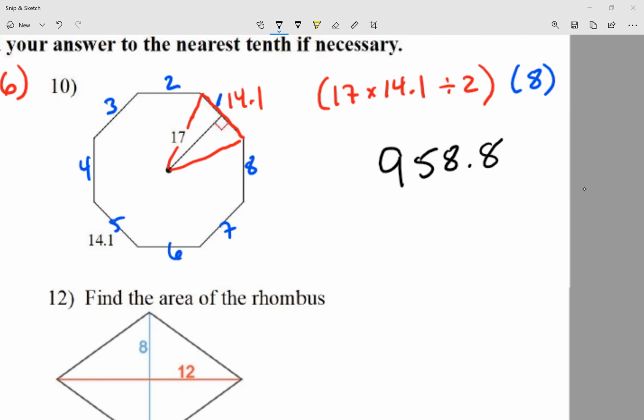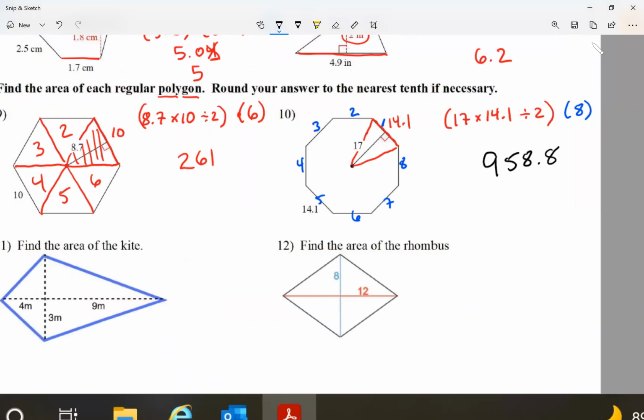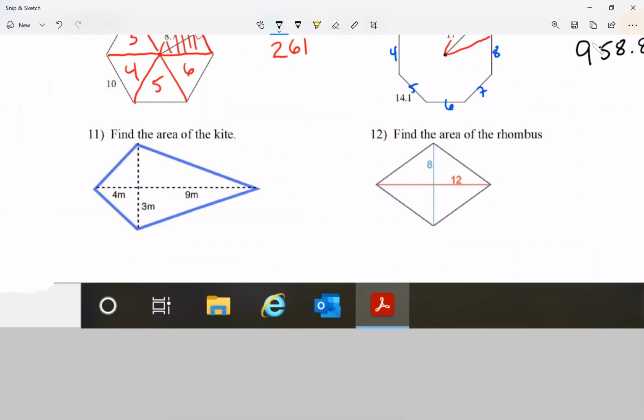Good. Definitely. So all we do for regular polygons is focus on one triangle. Just get the area of a triangle and then multiply it by how many sides there are. So regular polygons are not that difficult. Basically triangles. That's what you're looking at. Question number 10 is a triangle times 8. So there's 8 triangles. Now the nice ones are kite and rhombus.